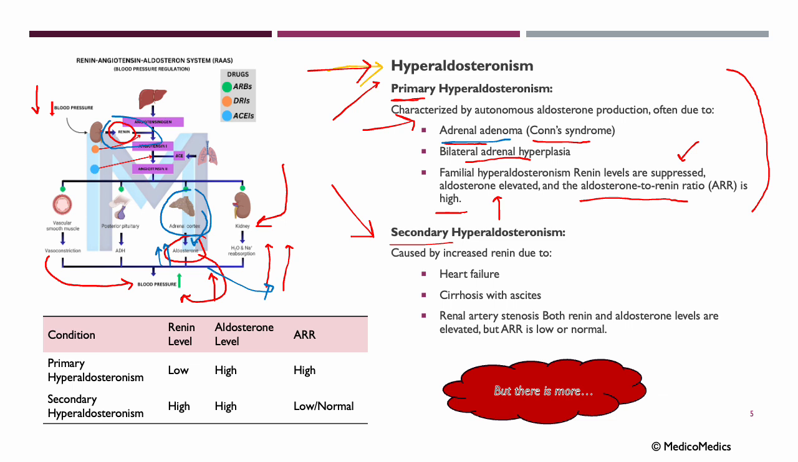So if we then look at the aldosterone to renin ratio, we will see that in primary hyperaldosteronism, renin is low, aldosterone is high, and the ratio is therefore high.